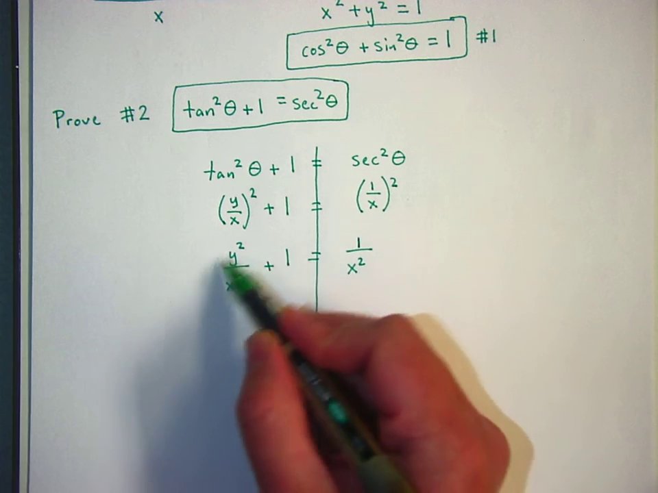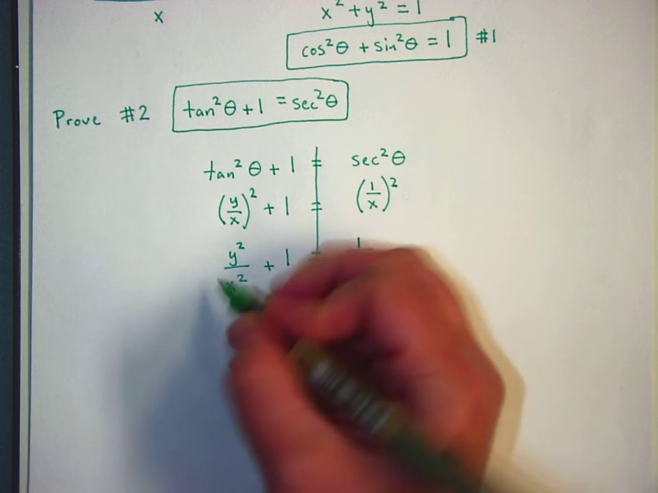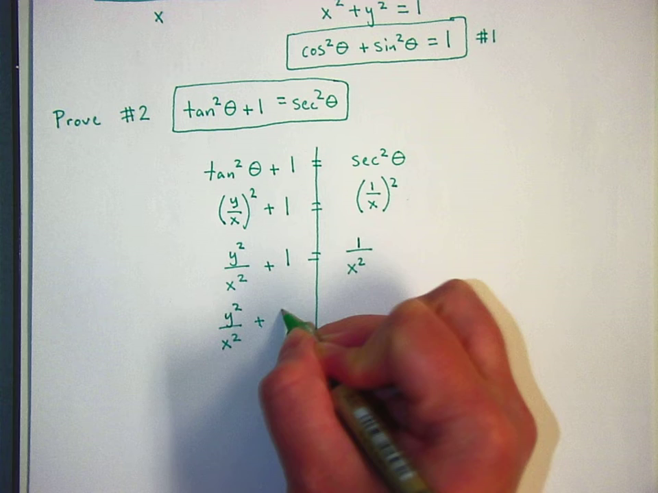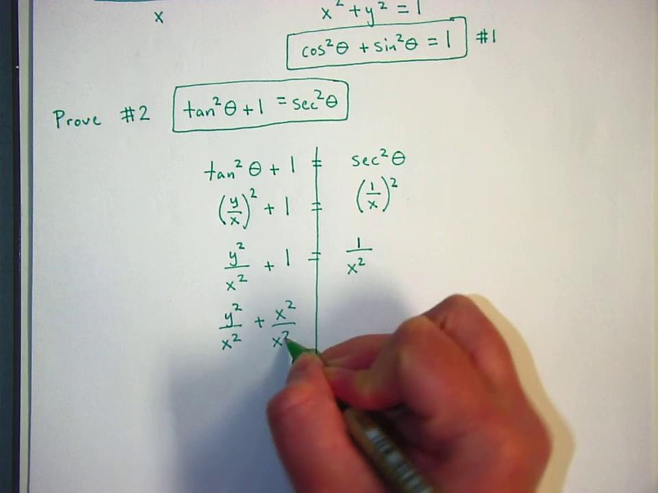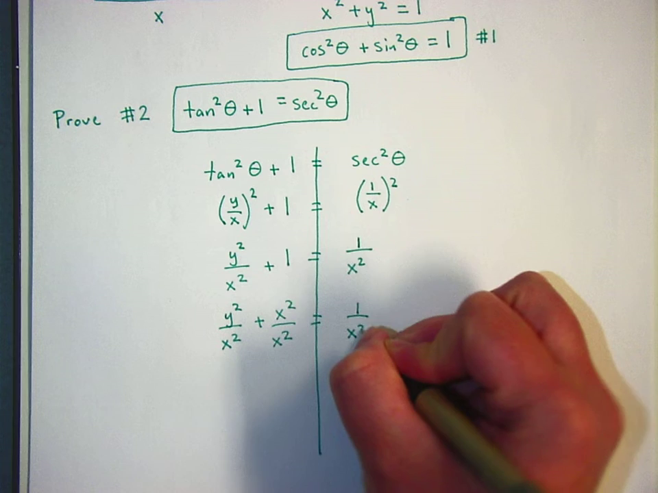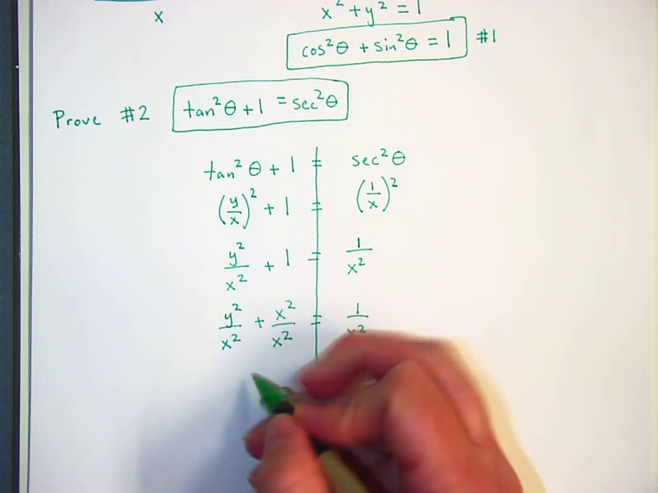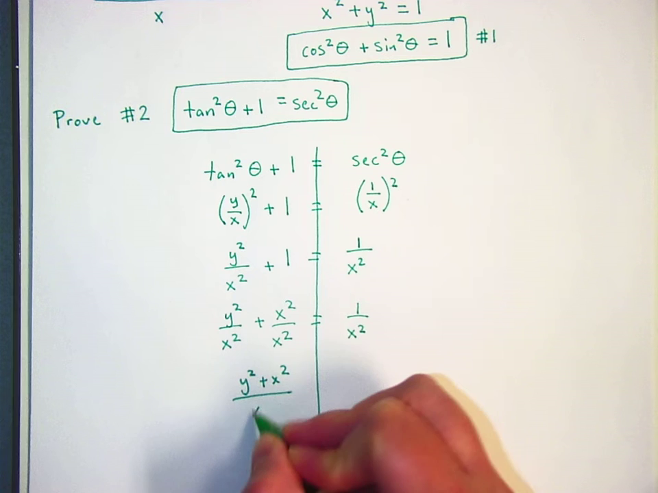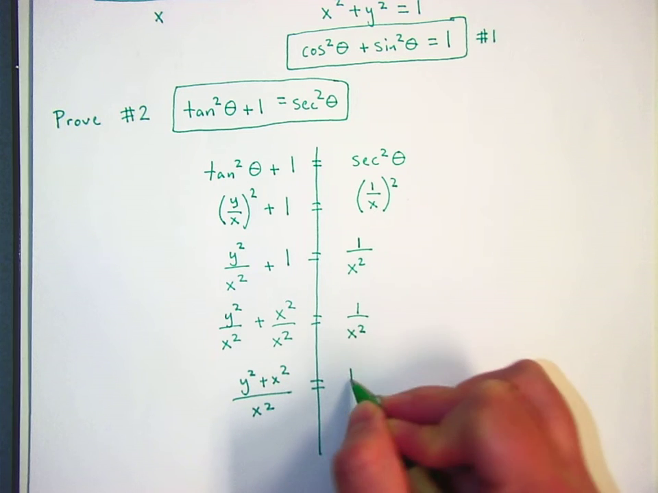Now I'm realizing that I need a common denominator here, so I'm going to make this y squared over x squared plus x squared over x squared, so both of the denominators are x squared. And then I'm going to combine the two. Y squared plus x squared over x squared equals 1 over x squared.